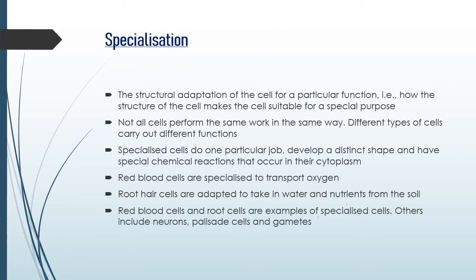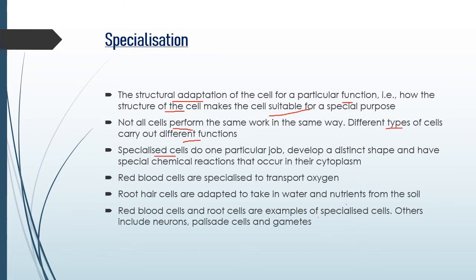Starting off with what is specialization. Specialization is the structural adaptation of the cell for a particular function. By this, I mean that it is how the structure of that cell makes the cell suitable for a special purpose. Not all cells perform the same work in the same way, but different types of cells carry out different functions. And specialized cells have the following characteristics.